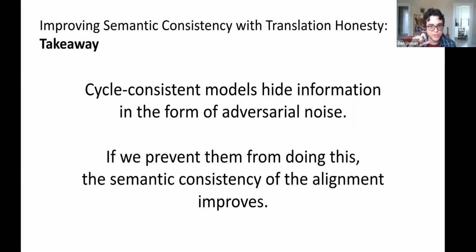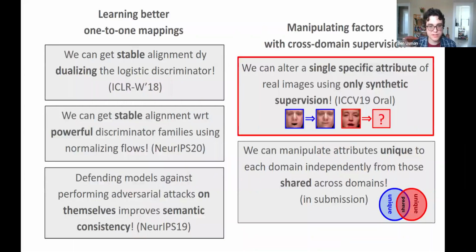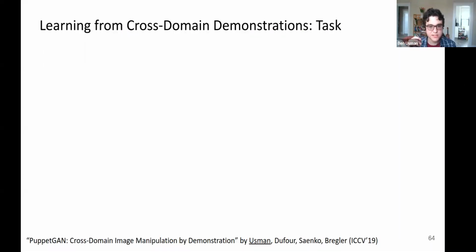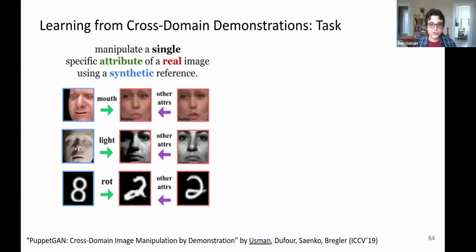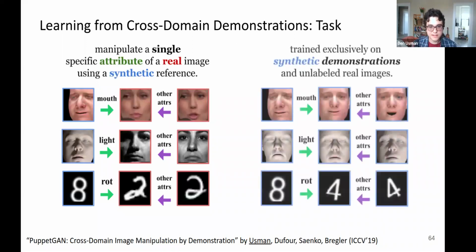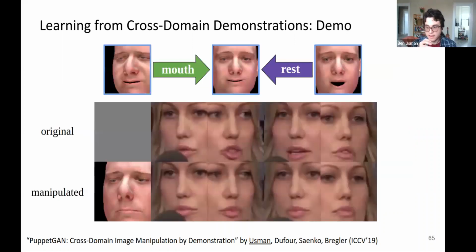So in this section, we saw that if we prevent the cycle model from cheating by hiding adversarial noise in generated images, we can get a much more semantically consistent alignment, which leads me to the next paper that I wanted to discuss. In this paper, we show how to train a network to manipulate a single specific attribute of a real image using only synthetic supervision. So for example, the proposed method can manipulate mouth expression or lighting direction of a real face using only synthetic examples of how to do that.